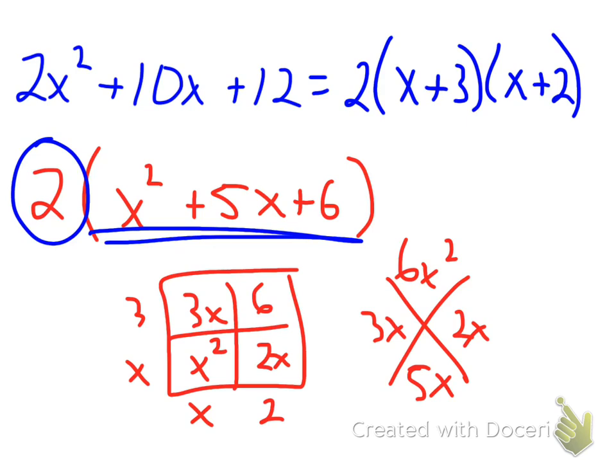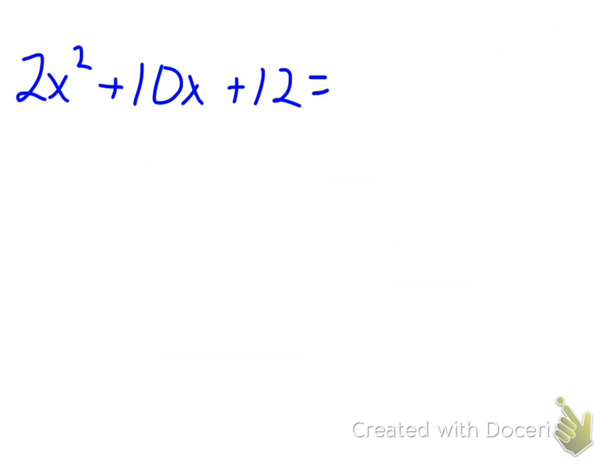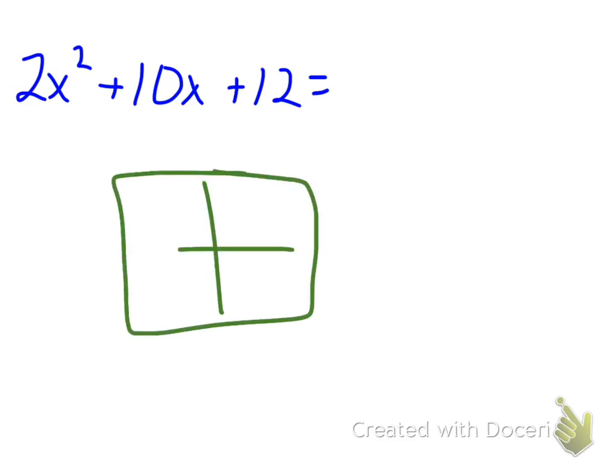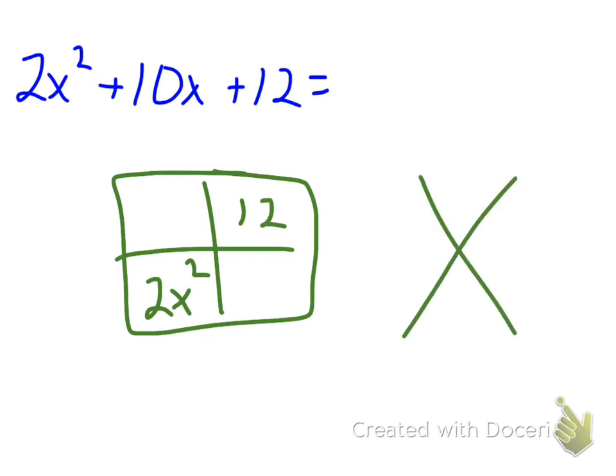A second thing that could be done with this problem. Let's say right away you were working on this and you did not realize that there was a greatest common factor. So we're looking at this. Here's the problem that happens. I put my 2x squared here and the 12. My diamond problem then becomes a 24x squared, and the bottom is 10x. So now thinking of the two things that can go on the sides that multiply to 24 but add to 10, 6x and 4x.